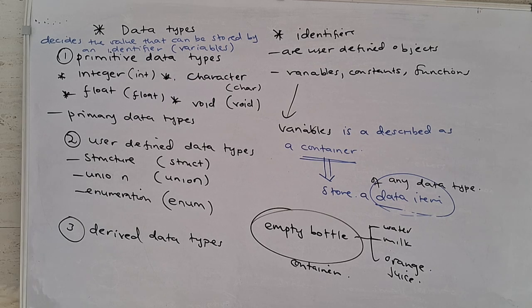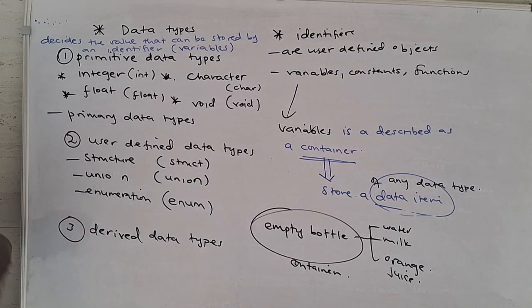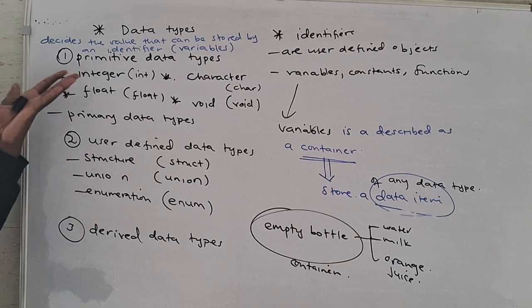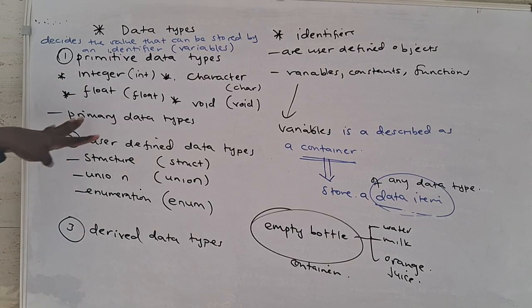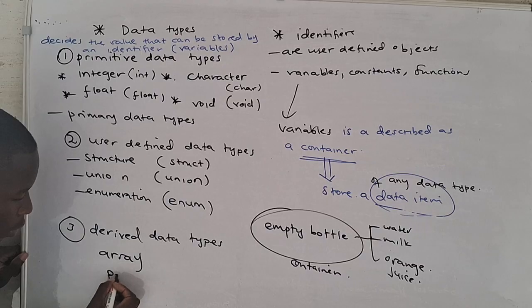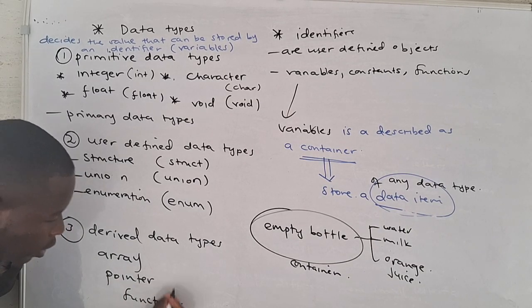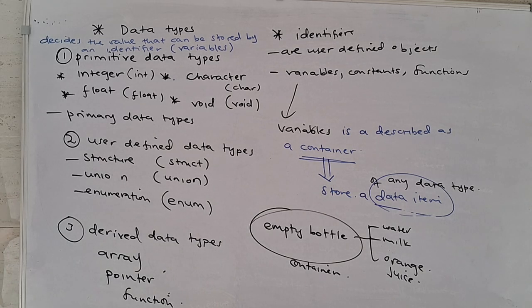Then we have what we call derived data types. As the name suggests, these are data types that are derived from the primitive, that is, the primary data types. Examples of these derived data types are array, pointer, and function. We are going to discuss these things later. This is all about the data types.